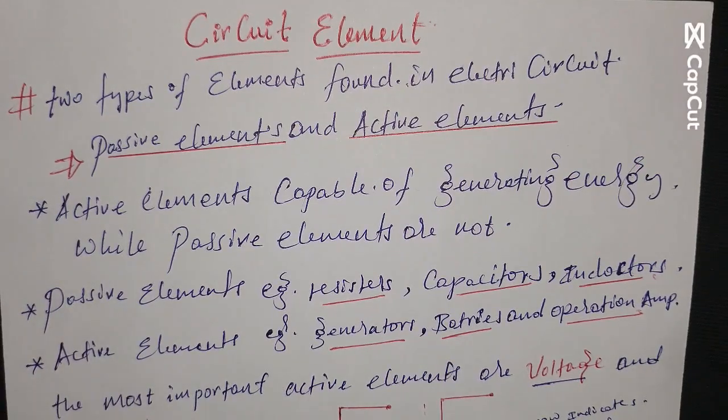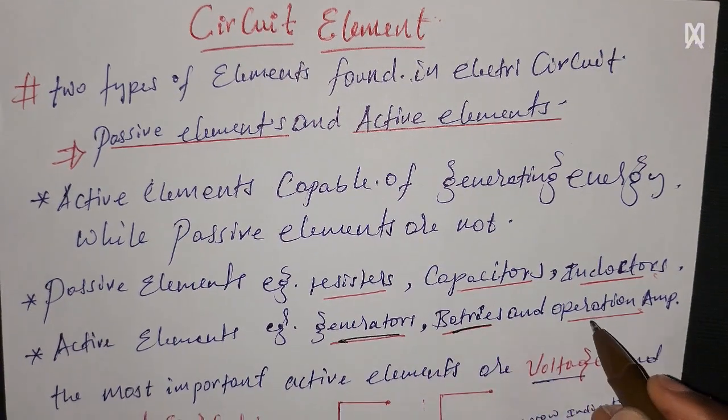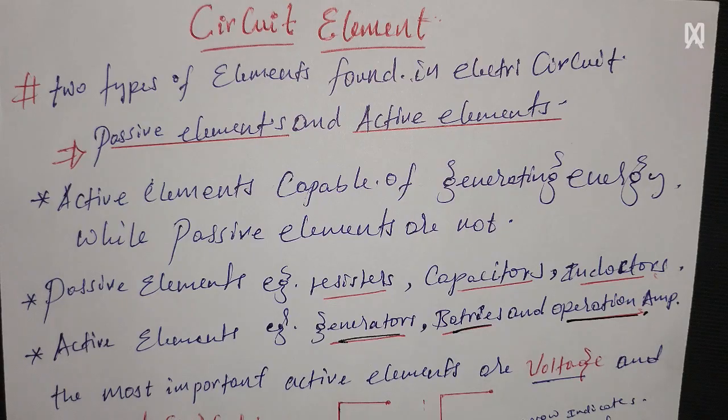Now, let's come to circuit elements. There are two types of circuit elements found in an electric circuit. These are passive elements and active elements. Active elements are elements which are capable of generating energy, while passive elements literally can't generate energy. Examples of active elements are generators, batteries, pumps, or operational amplifiers.